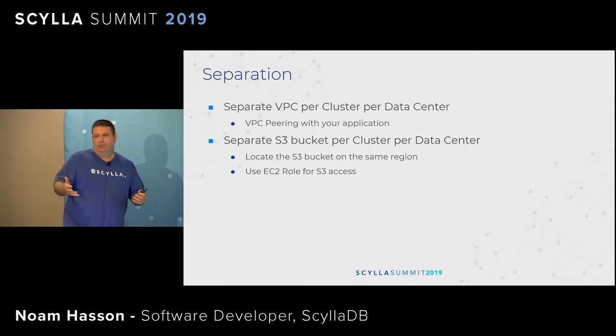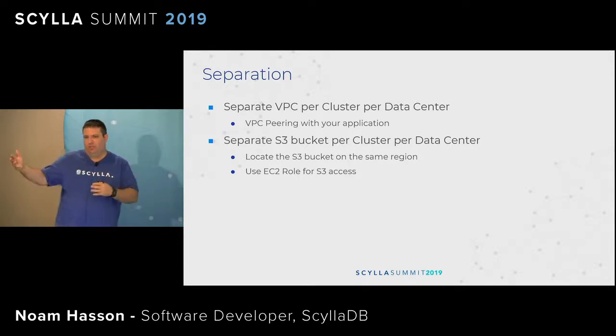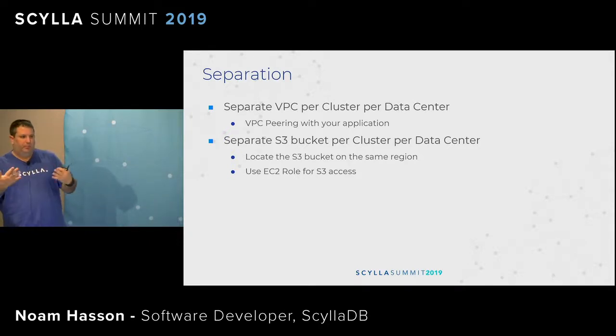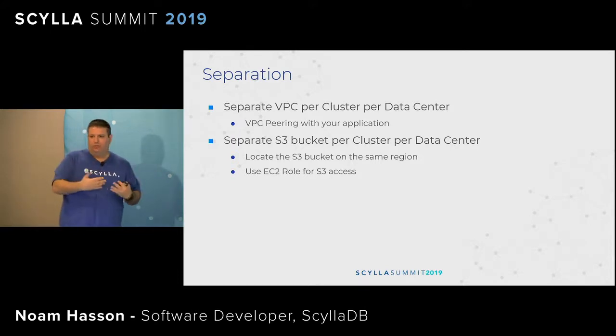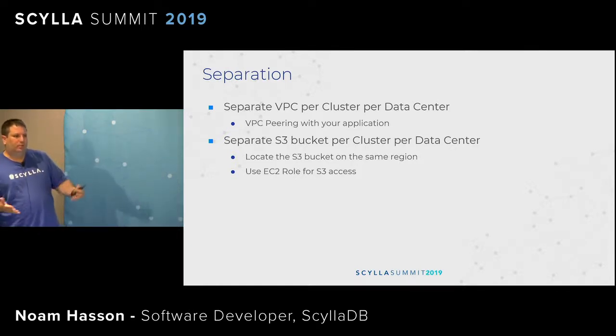We usually recommend customers to work with VPC peering. Basically, VPC peering in AWS is a way for, if you have, let's say, one VPC for your application and one VPC for your Scylla cluster, when doing VPC peering, you basically connect them together so they can communicate on their internal IPs, which is much more secure.